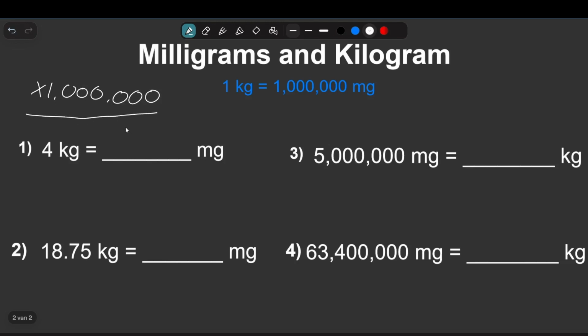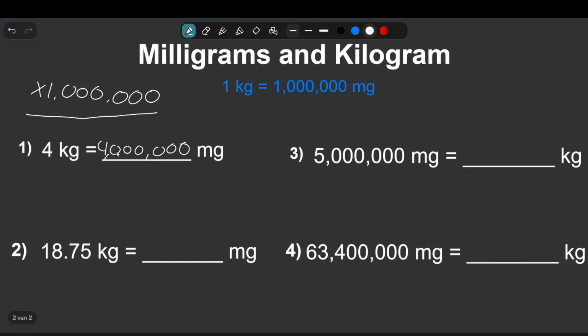You might think, I do need a calculator for this, but actually you don't need a calculator for this. I'm going to show you how to calculate this. We're going to do 4 kilograms times a million. Well, 4 kilograms times a million should be very easy, and it is 4 million. So we're already going to write our answer right here, 4 million milligrams.